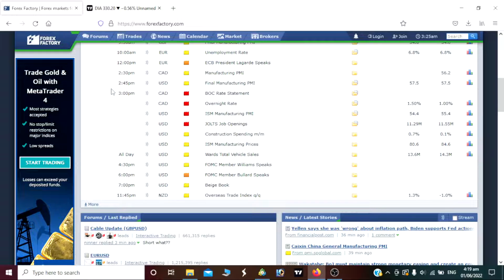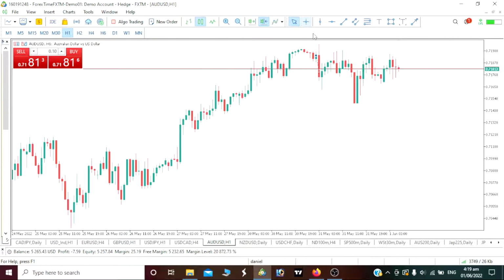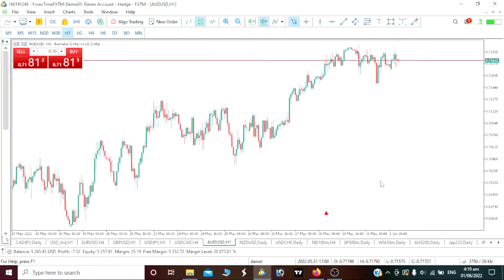Because right where I am now, the New York session should open around 2, and we'll be having major news by 3 p.m. So you see ISM manufacturing, and we have the JOLTS job openings. So these are the news that can have an effect. So we determine if you now see that fall we are looking for on our AUD/USD.